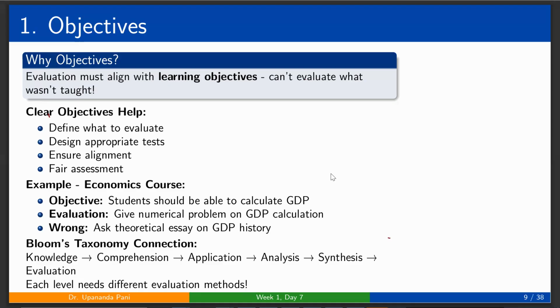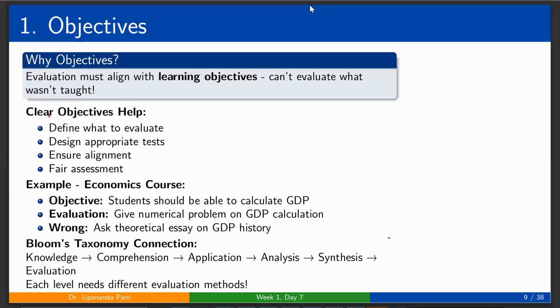So now remember what is happening over here. First of all, when we try to evaluate, the instructor has to be very clear about exactly what you are going to evaluate. Then only can you design the appropriate test and do the alignment.